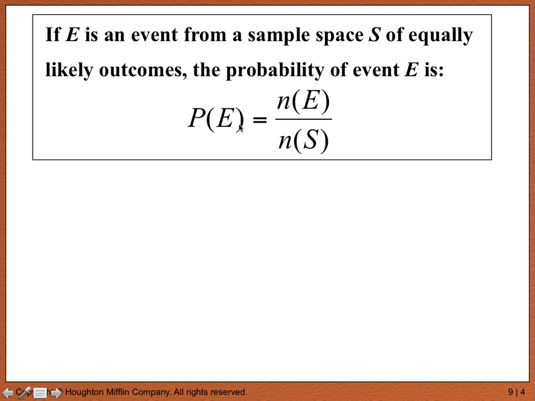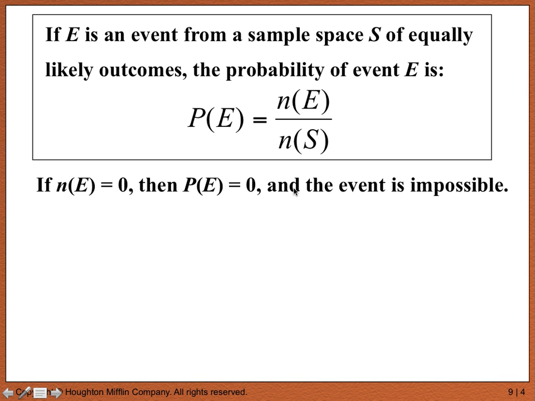The probability of an event equals the number of outcomes in the event space, which is a subset of the sample space, divided by the number of outcomes in the sample space. Okay, let's see this formula in action. If the number of outcomes in an event space is 0, then the probability of that particular event is 0, and the event is impossible.